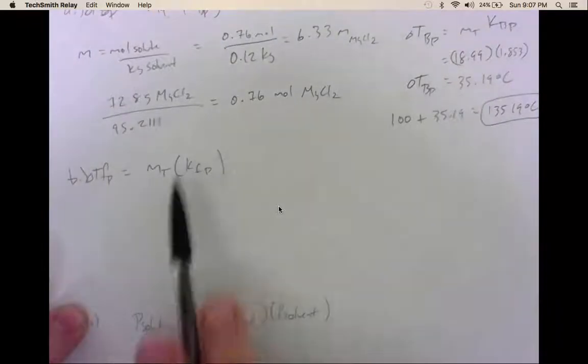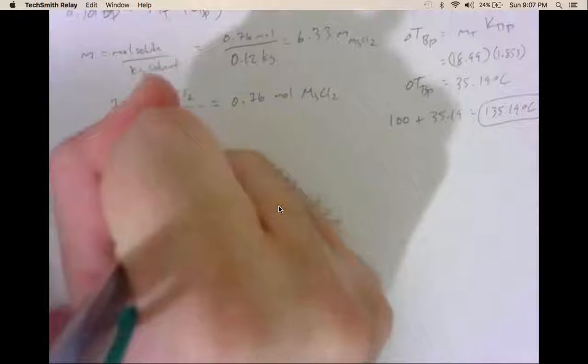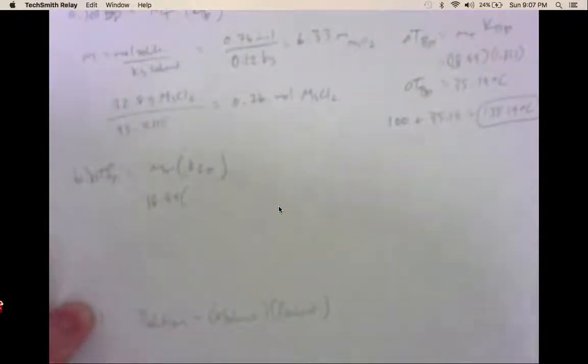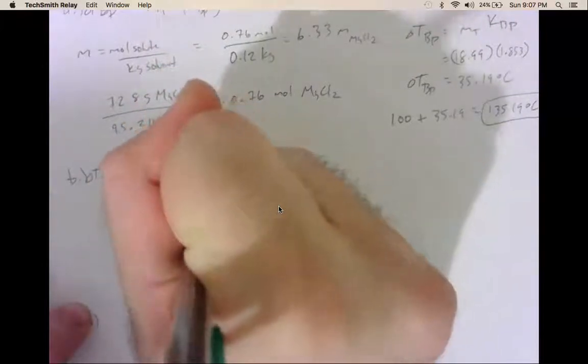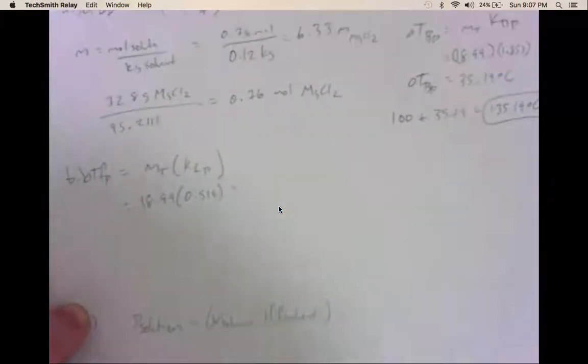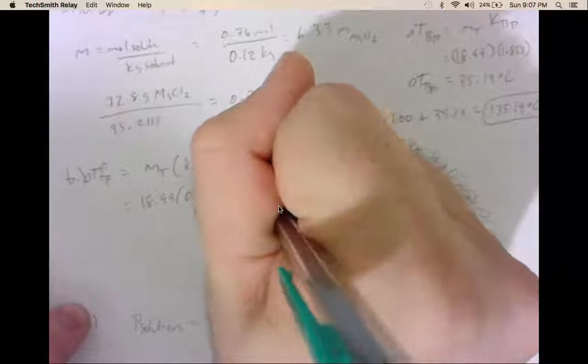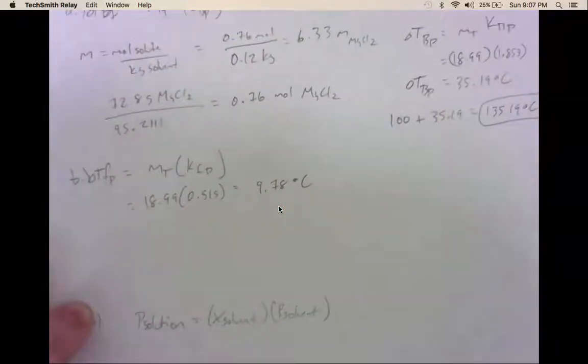Next, when we're calculating B, the change in freezing point, we can use the same total molality. So we'll plug in our 18.99. Then we just need to remember our freezing point constant, which is 0.515. Once you multiply this together, it comes out to 9.78 degrees Celsius.